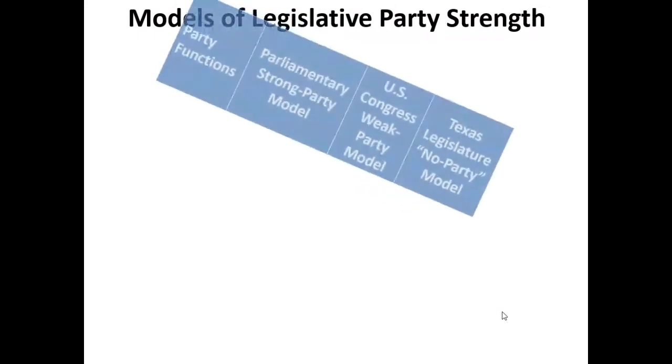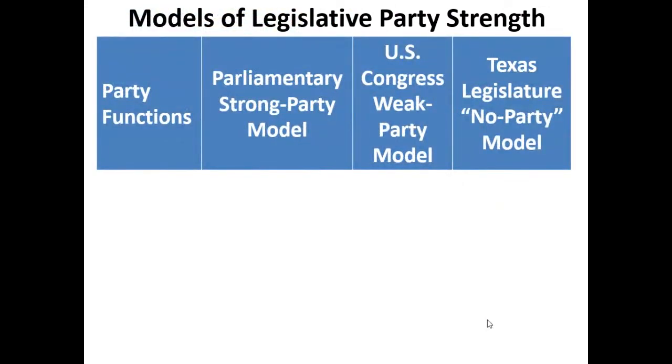Well, I think the easiest way to get at that is to do a comparison and contrast sort of thing. So we're just about out of time, but when we come back on Thursday, we're going to start by talking about 3 different models of party strength. The parliamentary model is the strong party model, the United States Congress is the weak party model, and the Texas legislature is the no party model. Okay, so that's where we'll pick up on Thursday.